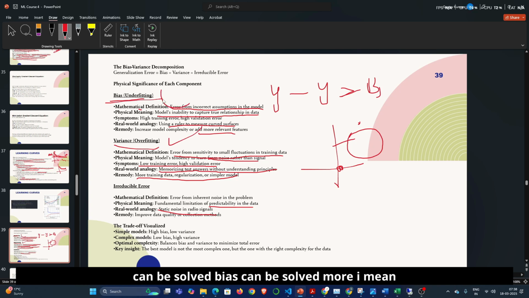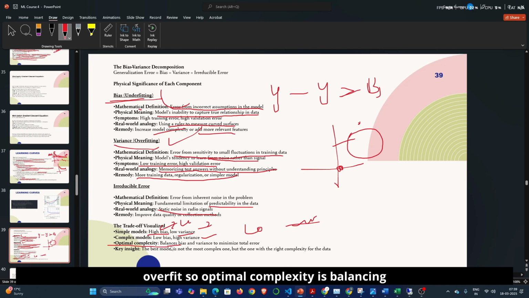Bias can be solved by increasing model complexity. Overfitting is not solved this way, but can be solved using more data or regularization. High bias, low variance means a simple model. Low bias, high variance means a complex model. When low bias and low variance happen, that is the best model: low bias means it gives the correct values and is not underfit, and low variance means it's not overfit.